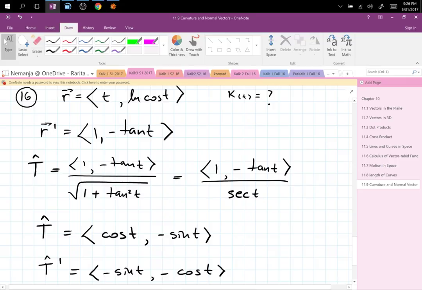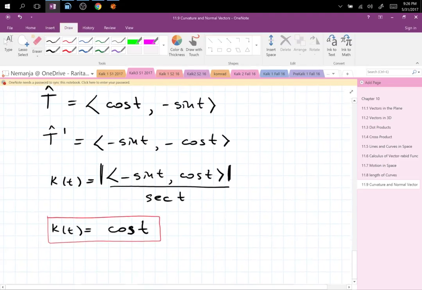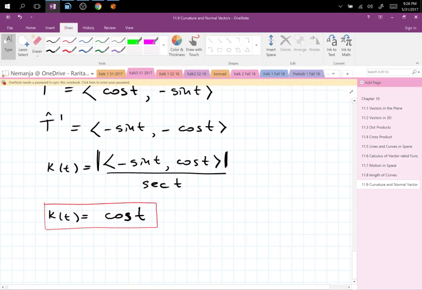The curvature formula is magnitude of t prime divided by magnitude of r prime. We already know the magnitude of r prime; we used it for figuring out t. The magnitude of negative sine t, negative cosine t is 1. So I have 1 divided by secant t, which is 1 divided by 1 over cosine, which is cosine.